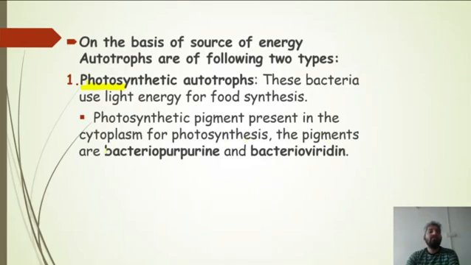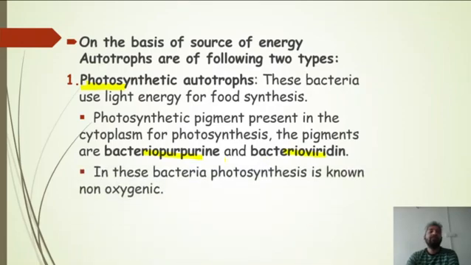So the photosynthetic pigment here is bacteriopurpurin, as in the case of purple sulfur bacteria, and bacterioviridin in the green sulfur bacteria. Then in these bacteria, photosynthesis is known as non-oxygenic. What does this mean? You have studied photosynthesis in class 10 also. You have studied the two phases of it, light and dark phase. What happens in the light phase? The chlorophyll traps the light energy quanta, due to which the splitting of water occurs, and there is a release of oxygen.